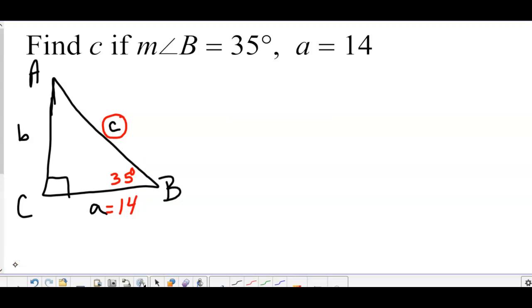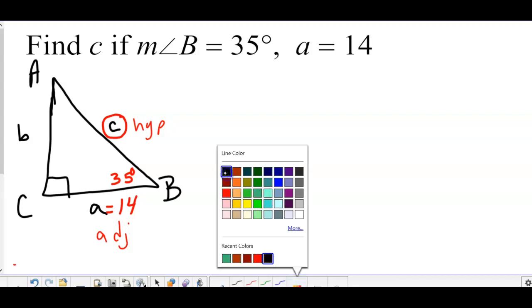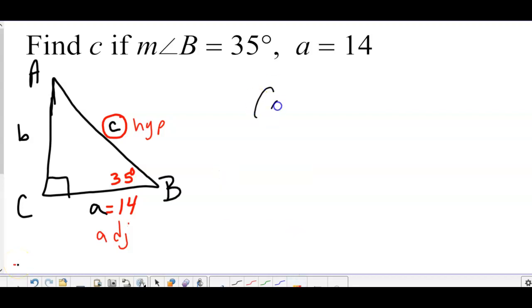So 35 degrees is here. My c is my hypotenuse. My a is my adjacent. So adjacent and hypotenuse, that's a cosine. So cosine of 35 degrees equals my adjacent, which is 14, over my hypotenuse, which we'll just call little c for a minute.